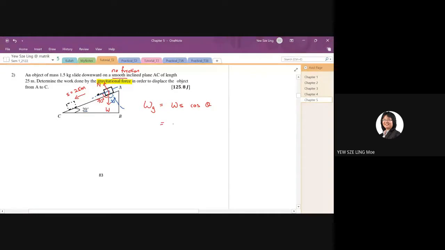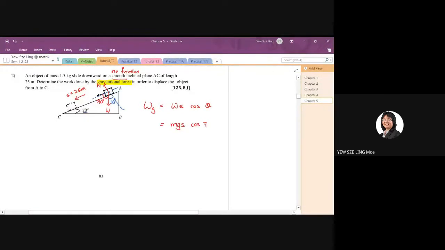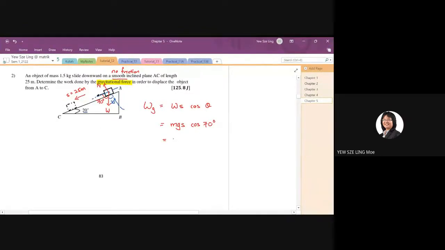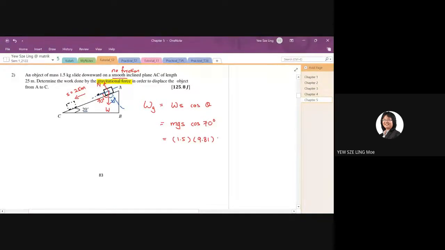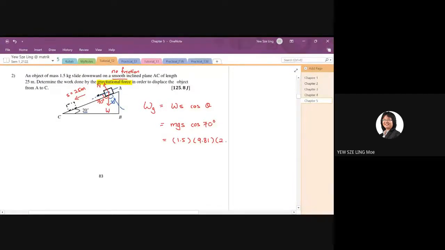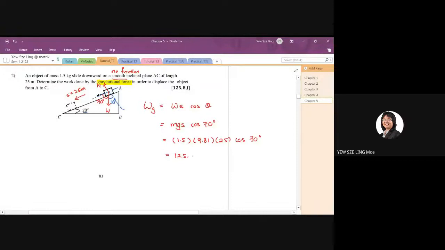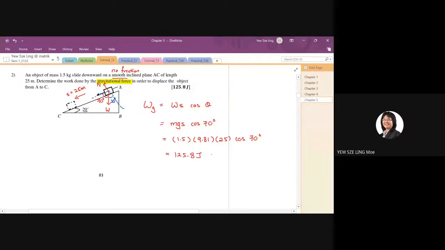So it is equals to mgs cos 70 degree, which is then equals to m. Now m is 1.5 kg, and g is 9.81, and my s is 25 cos 70 degree, which is then equals to 125.8 joule. So this is a method where I use total weight.